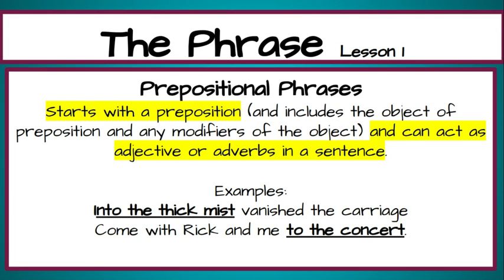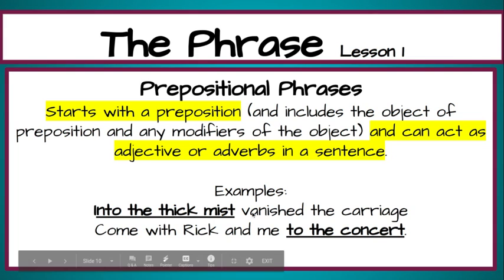Let's take a look at our examples here. Into the thick mist vanished the carriage. I have underlined and bolded the prepositional phrase here, into the thick mist. Of course, it starts with the preposition into. That is definitely something an airplane can do to a cloud. And the reason why it stops at mist is because the word after it, vanished, is a verb, and verbs cannot be parts of phrases. So I know to stop, that the phrase stops here.